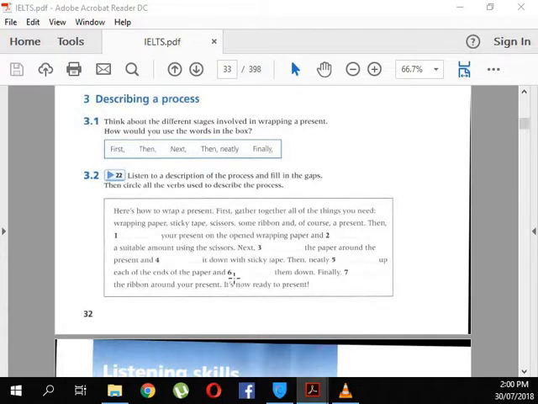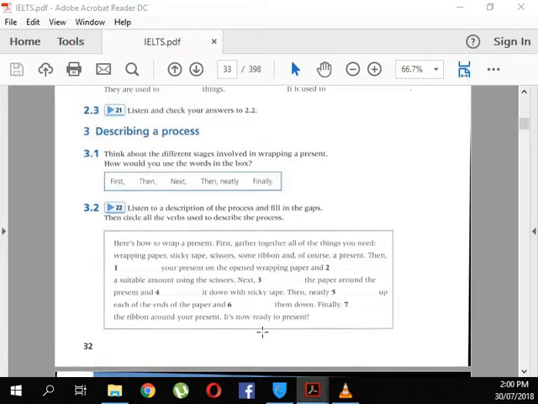After that, stick them down. Finally, tie. Tie is also a verb. Okay, now it's ready to present. Which one? Yeah, it's a verb, but that's a separate category of verb. We're describing the simple verbs right now. We're taking those ones.